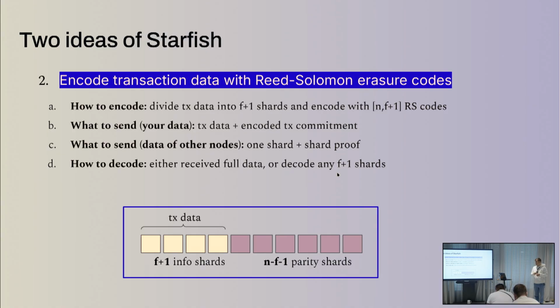And then in the good scenario, you don't need to decode the transaction data. You don't need to do any decoding, but instead you only need to do decoding if the transaction data was not well disseminated. Then from any f+1 shards which are correct, which have valid proofs, you can take any f+1 of those and you can get the original transaction data.